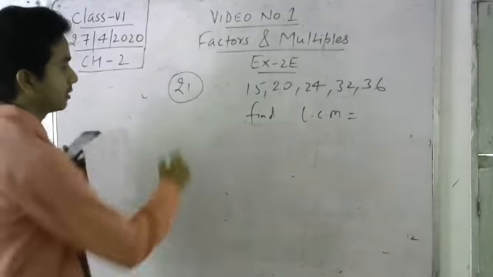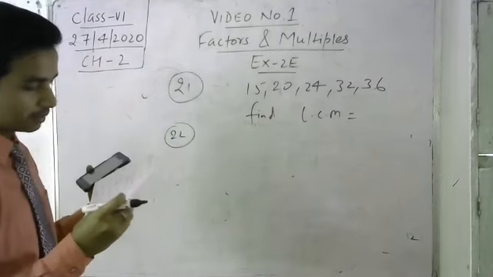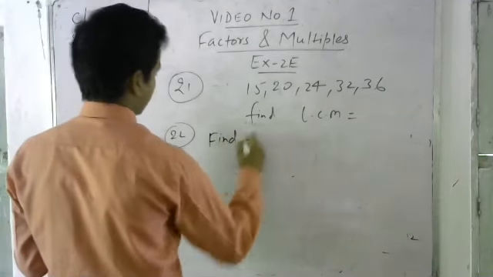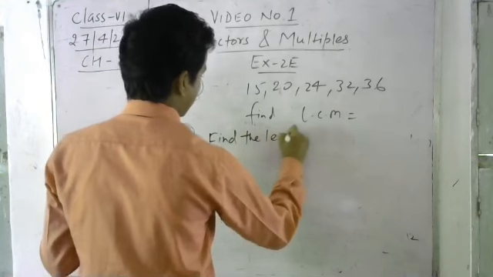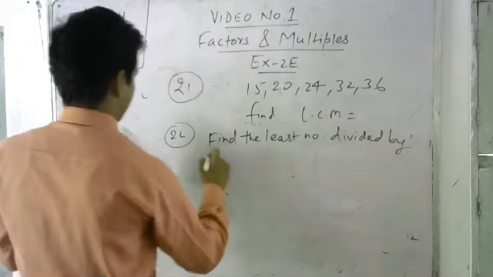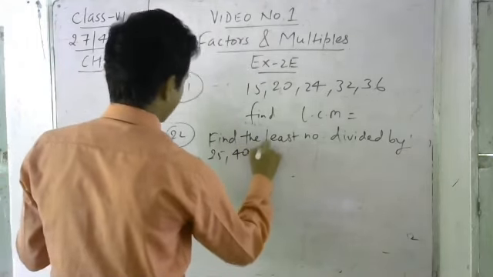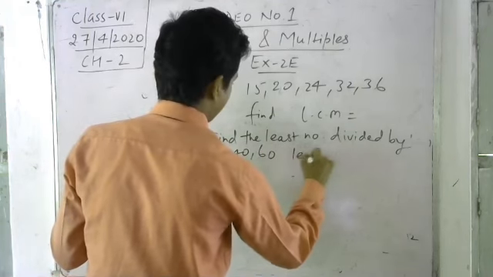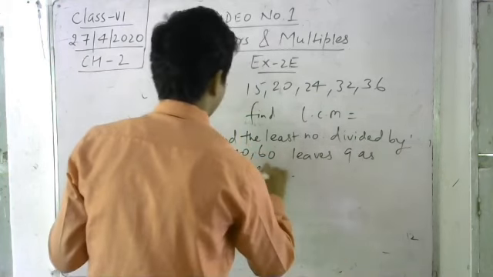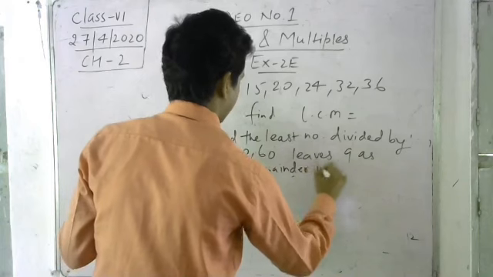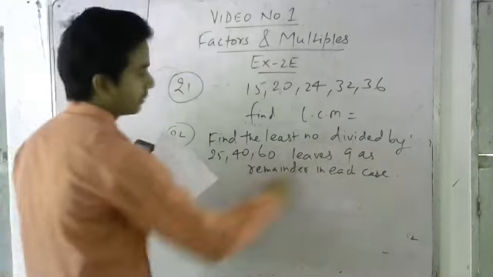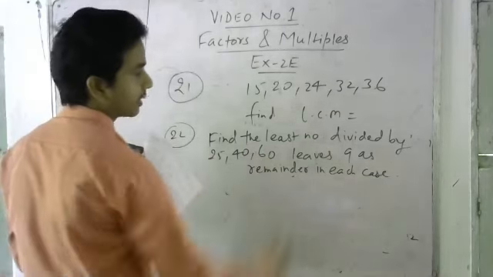Now the next question is question number 22. In question number 22, find the least number which when divided by 25, 40 and 60 leaves 9 as remainder in each case.